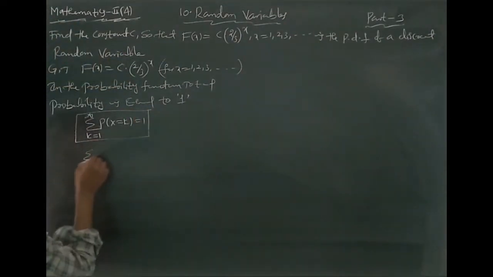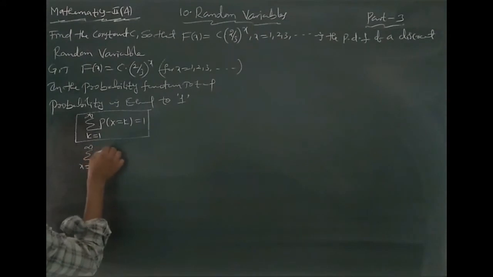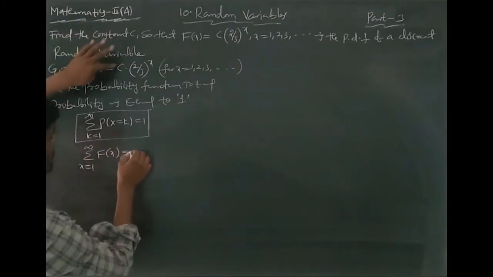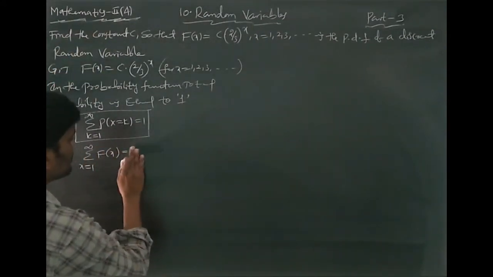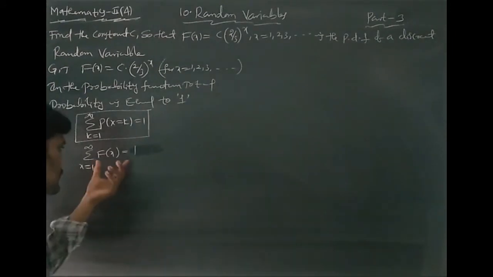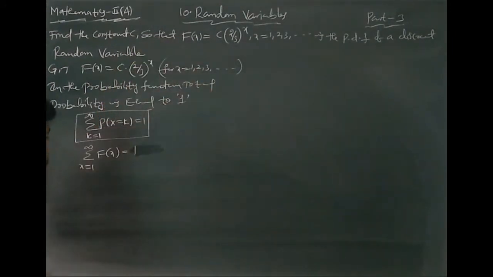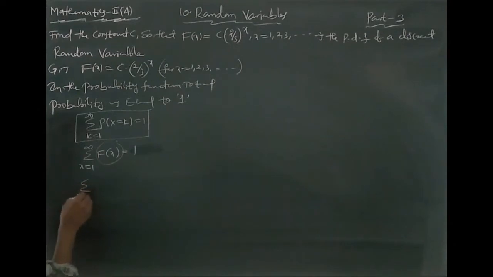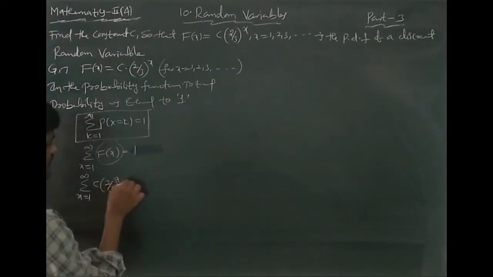That's why this can be a summation of x equal to 1 to infinity of f of x. f of x is equal to c into f of x, and that is equal to how much? 1. This total summation should also be equal to 1. We know the value of f of x. What is the value of f of x? c into (2/3)^x, and this equals 1.